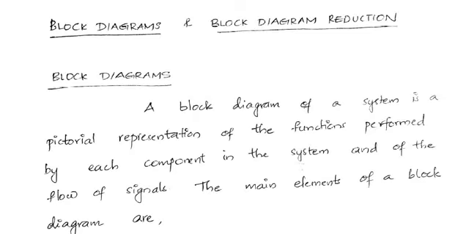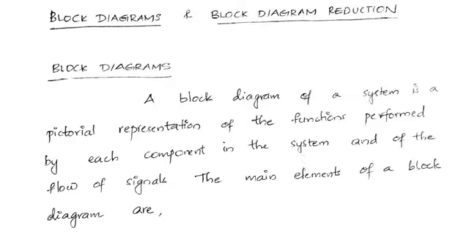Today we are going to discuss an important topic, that is block diagram reduction. Using this block diagram reduction technique, we are actually going to find the transfer function of a system. So first, let's see what is a block diagram. A block diagram is basically a pictorial representation of functions performed by each component in the system. It also indicates the flow of signals. It will indicate the direction in which the signal flows.